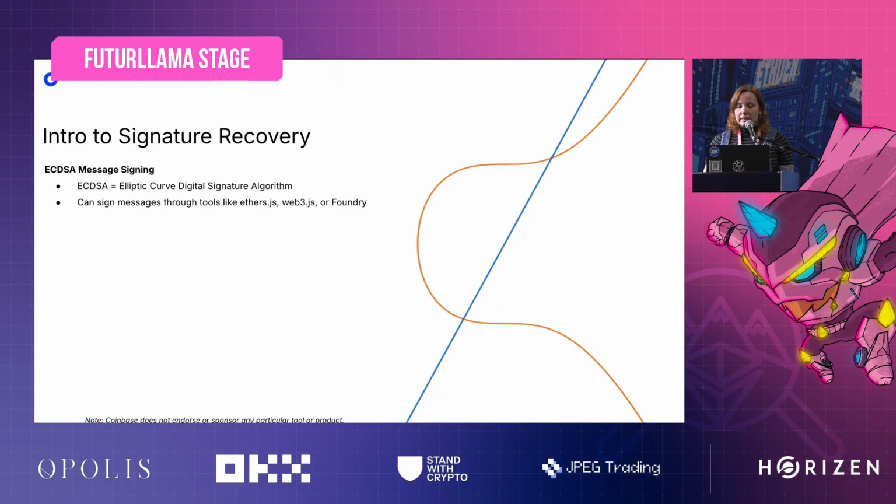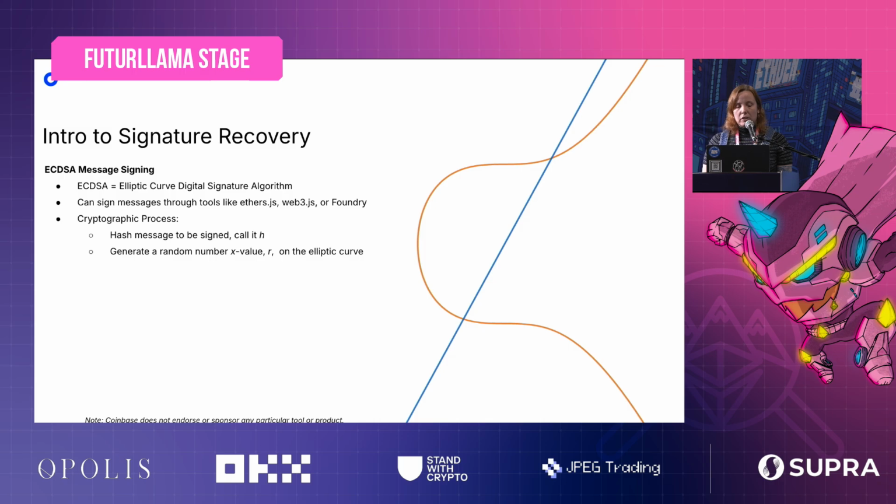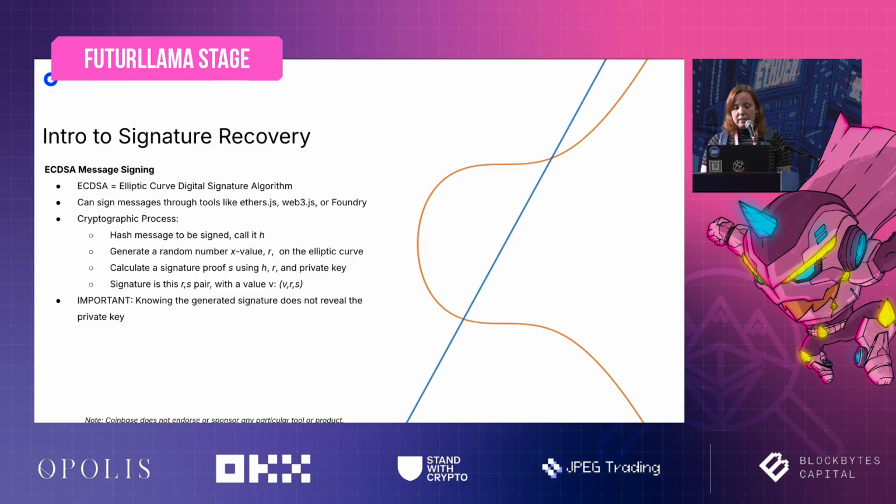When we are looking to sign something, we can do so off-chain with tools like Ethers.js, Web3.js, or Foundry. And the cryptographic process underlying that implementation is that a message gets hashed, we'll call that H. And then we generate a random X value that we call R on the elliptic curve. And we use that along with your private key to calculate a signature proof that we'll call S. And this signature is this RS pair, along with a V that we'll talk about in a little bit.